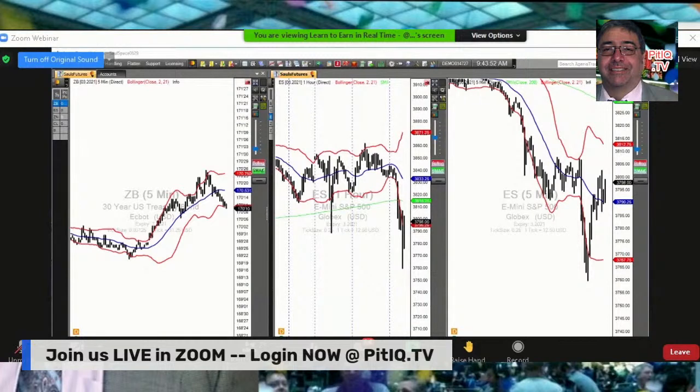All right, we seem to have held our blue band there and come back off of it. Again, the market is chopping around here a little bit.